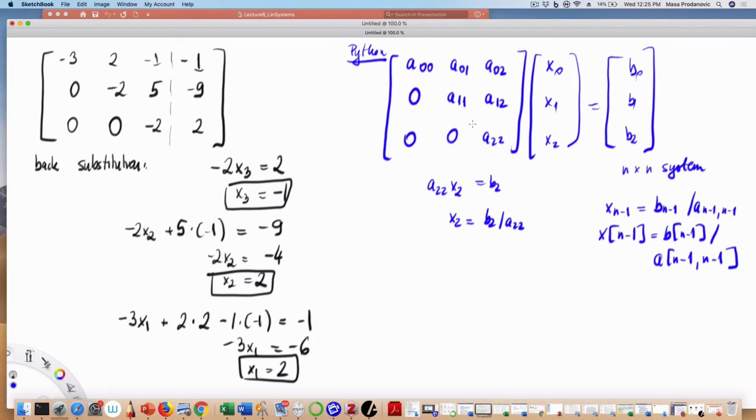Now what I have afterwards is my A11 x1, and I'm going to immediately say it's B1, and I'm going to immediately say minus A12 x2 because this is the stuff I know, right? So my x1 is more generally b1 minus a12 x2 divided by a11.